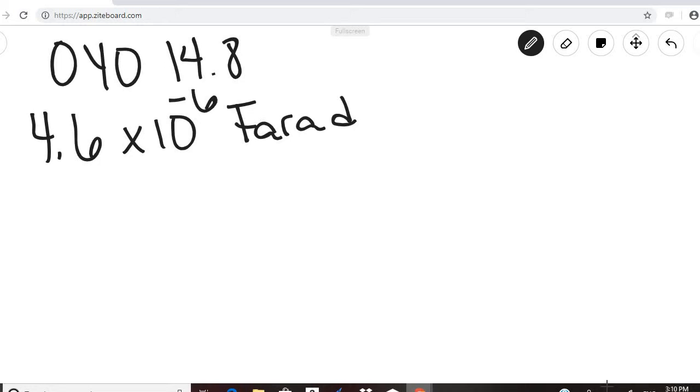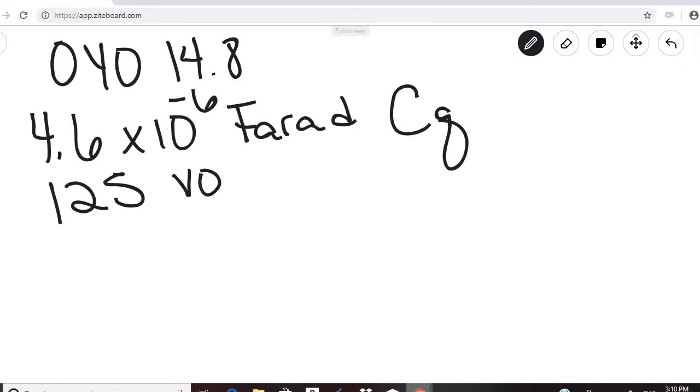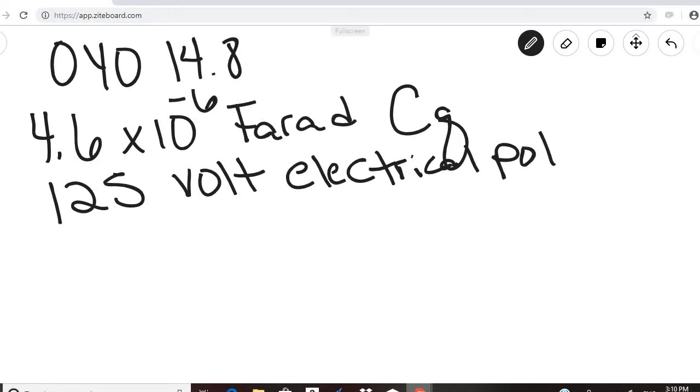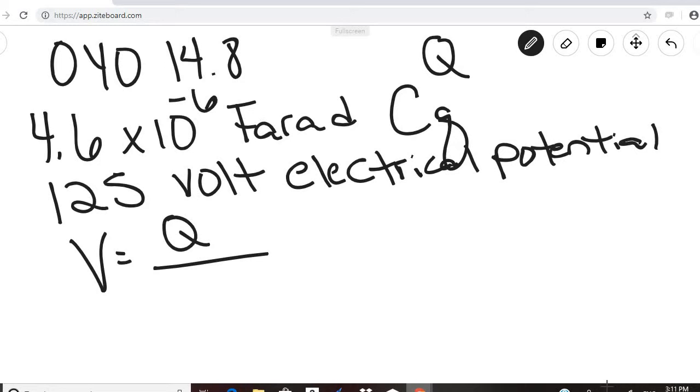Okay, so that is going to be the capacitance of the capacitor. And we are told that the electric potential is 125 volts. And then we are asked how much charge must be stored. So we're looking for Q, the amount of charge that is stored on the positive plate. Okay, so V is equal to Q divided by the capacitance, and we want to solve for Q, so we'll just multiply both sides by the capacitance.